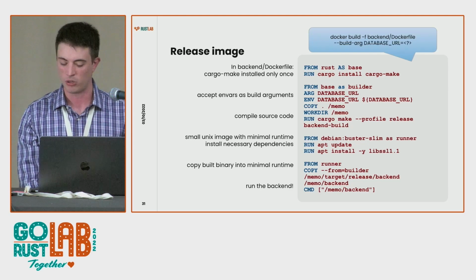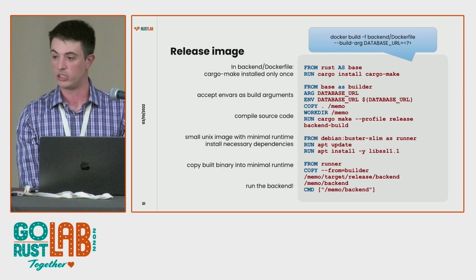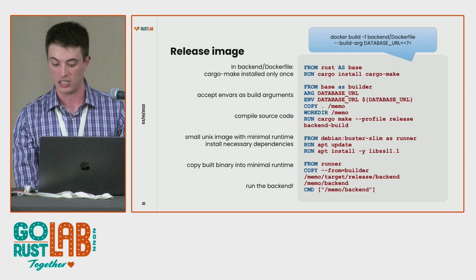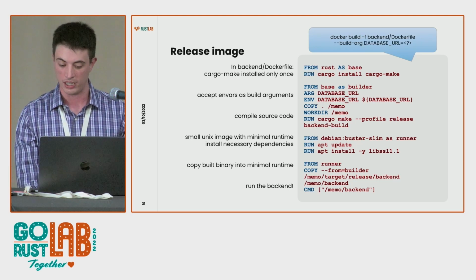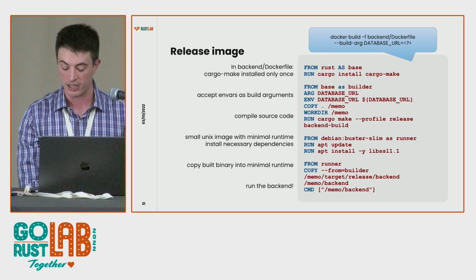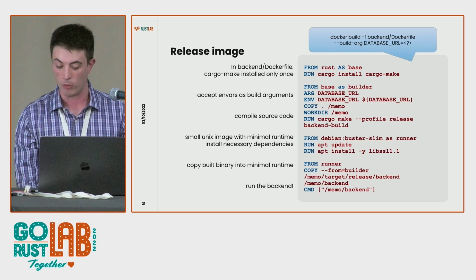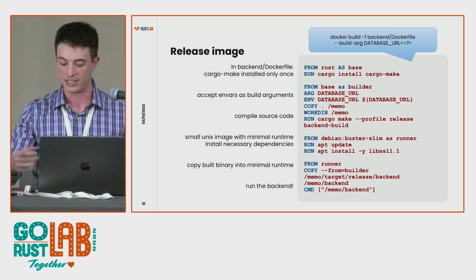And then finally, which is actually the step that generates the final image, we start from runner, which again is probably going to be 50 megabytes, so it's quite small. And in there, all we need to do is just take the compiled binary that lives in the builder stage. We just take the executable, we put it inside the image, and then we can just set the default command to be memo backend, which is actually just going to run the binary. So this way we generate a small image that is able to run the backend.